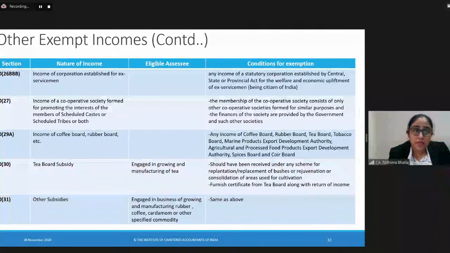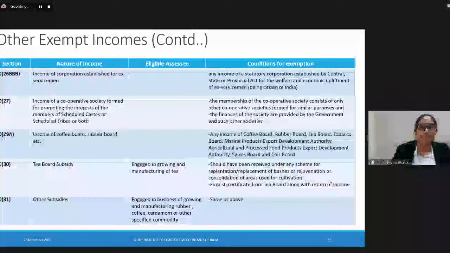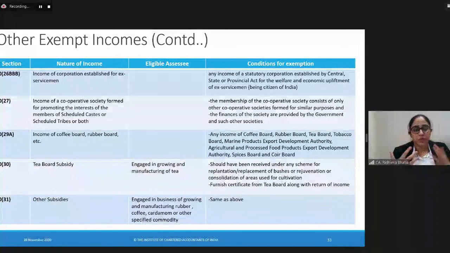If any cooperative society is formed for promoting the interest of SC/STs, their income would be exempt under section 10 clause 27, provided their members are ST/SCs and the finances are provided by the government. Again, students, see all these sections or exemptions which we are reading, somewhere or the other you will have their connection in the chapters, like research association will come in PGBP, like your provident fund you will read in your salaries income. So to connect it better, you should have an idea of whose income we are talking about, and obviously the incomes.